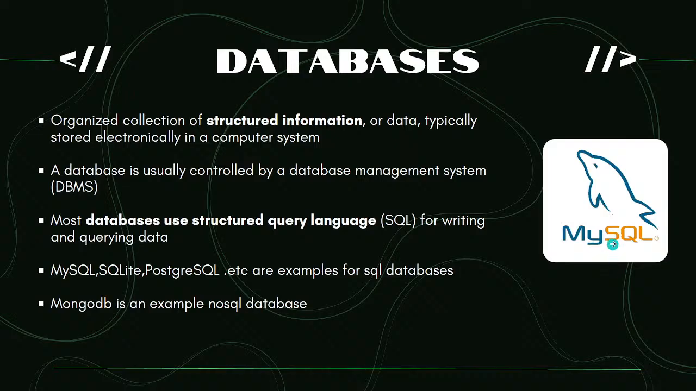So coming on to the database. A database is something like a folder where you store your data and the server can access it. Basically, a database is structured information or data which is typically stored in a computer system. It is managed by a database management system, and to get data from the databases you use some languages, which are MySQL, SQLite, Postgres. These are some examples of SQL databases, and many databases use structured query language for writing and querying data.